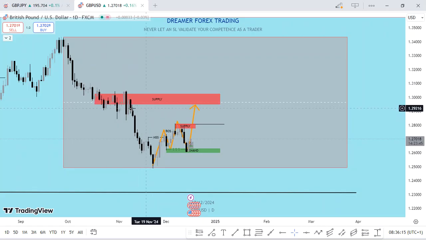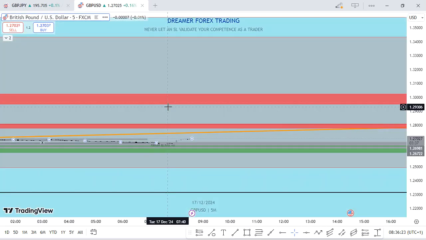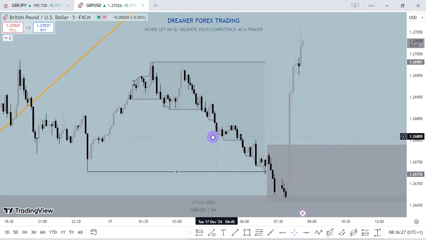But this is just basically how I would do my top down, and then basically, of course, I use my 5 minutes for entry. Sorry, that's my 5 minutes for my entry.